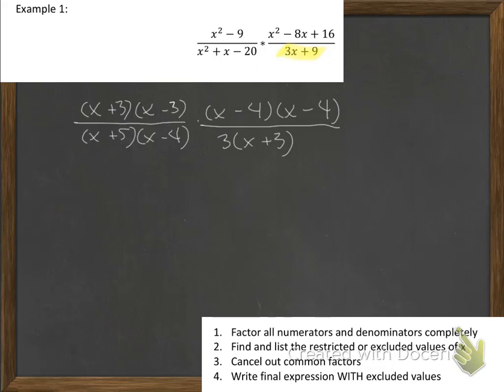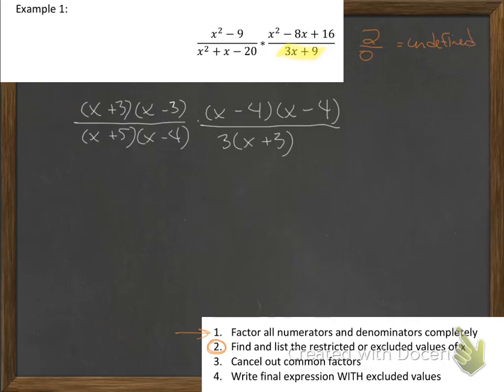Okay, so let's go down here to this list of steps. We have successfully factored all of our polynomials in the numerator and denominator, but notice there's an extra step that we didn't mention in the last slide. It says find and list all of the restricted or excluded values of x. So remember, these excluded values or restricted values come when we try to divide by 0. We can't divide by 0. We actually say anything divided by 0 is undefined.